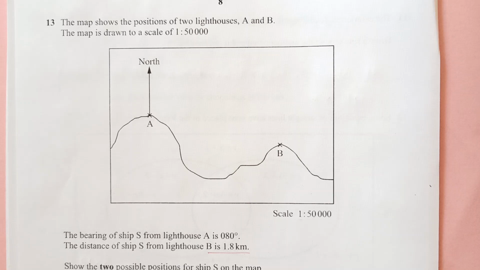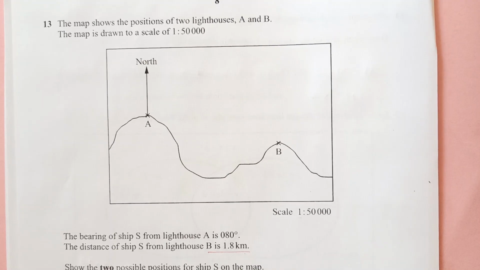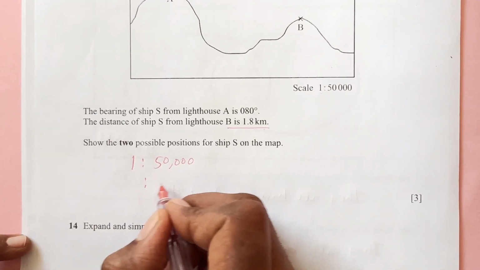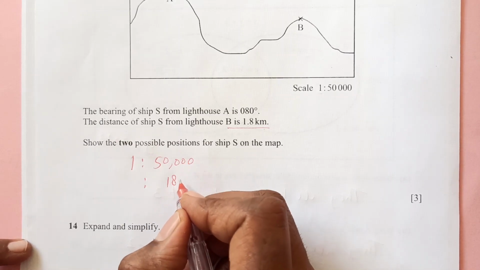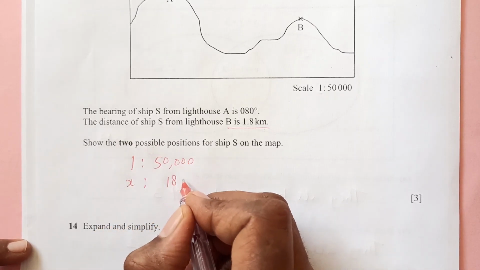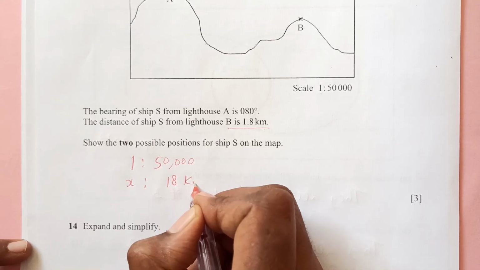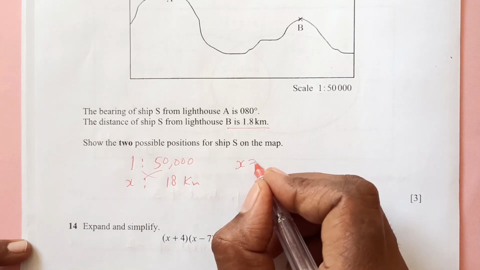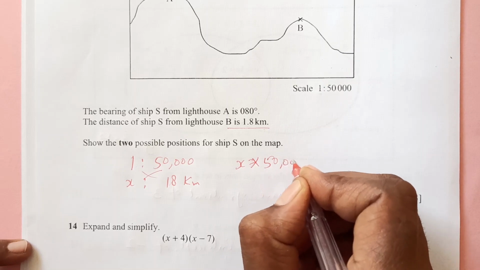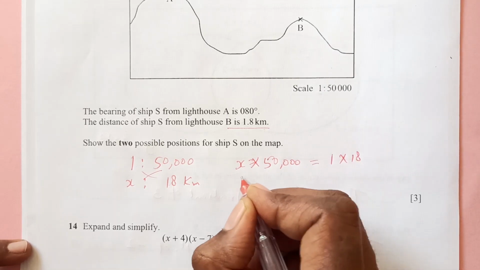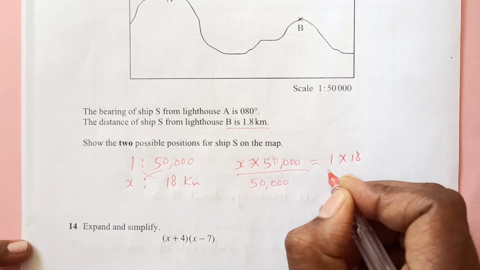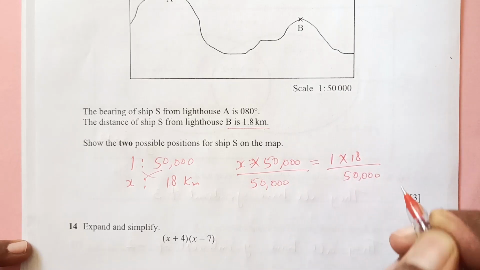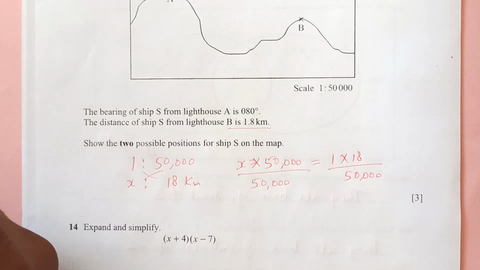So we are looking for 1.8 kilometers. So we can convert that into, we are looking for this one here, kilometers. So when you cross multiply, x is going to be 18 times 50,000 equals to 1 times 18. So divide by 50,000 and divide by 50,000. So when you do this, you will get 18 divided by 50,000.